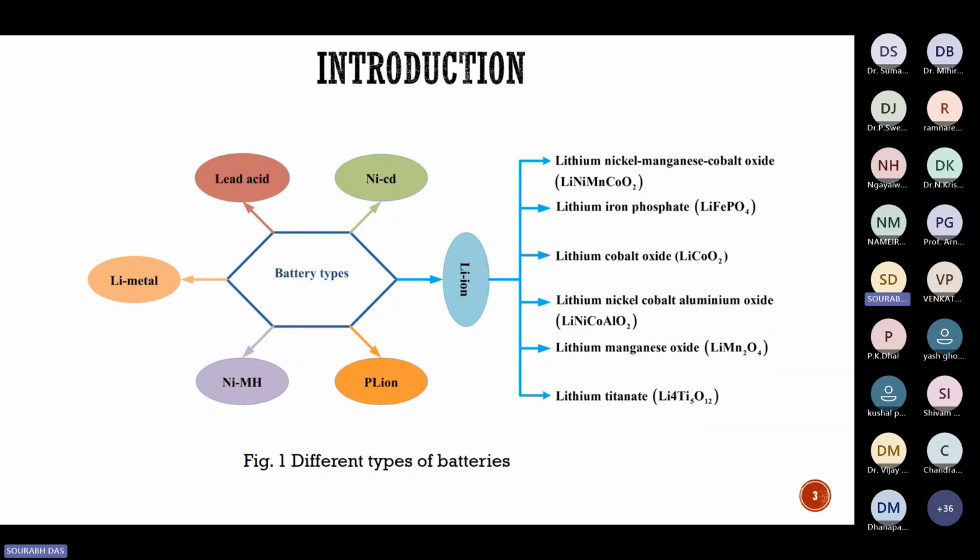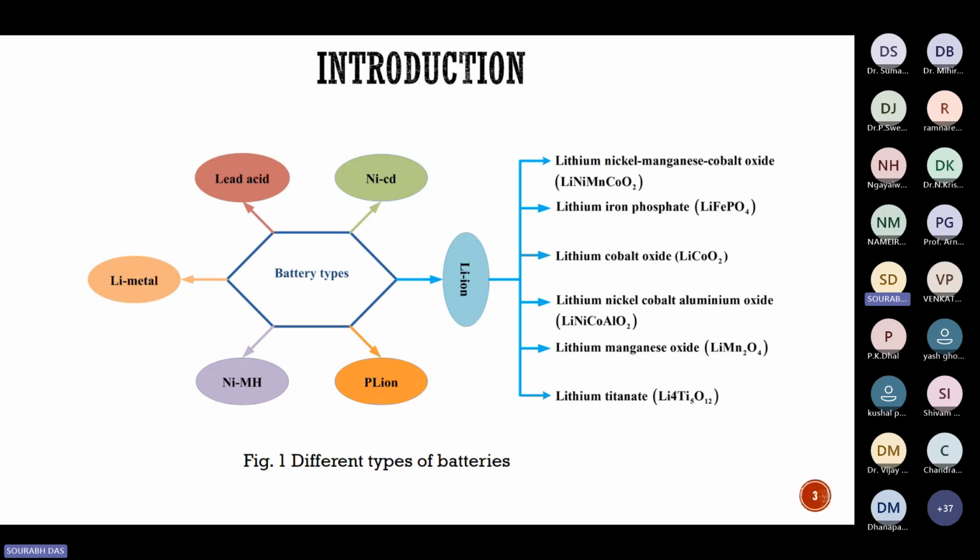Then nickel metal hydride battery. It is the improvement of the nickel cadmium, and it offers higher energy density and is more environment friendly. So it is used in hybrid vehicles and consumer electronics gadgets. Then the lithium ion battery. Lithium ion batteries are mostly used in EV application because they have higher energy density, longer life, and relatively low weight.